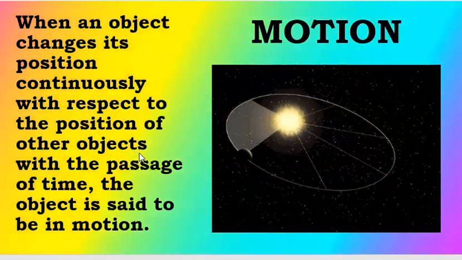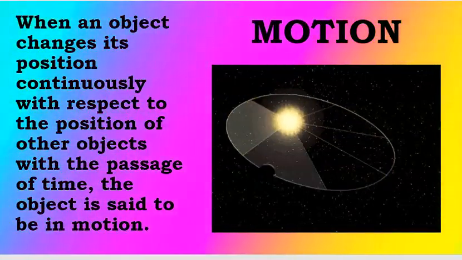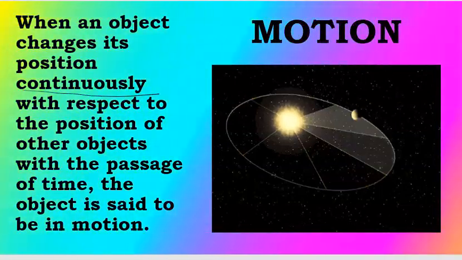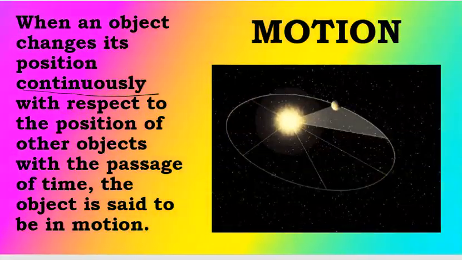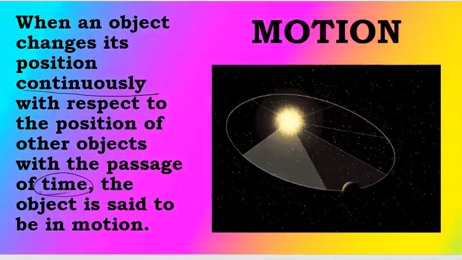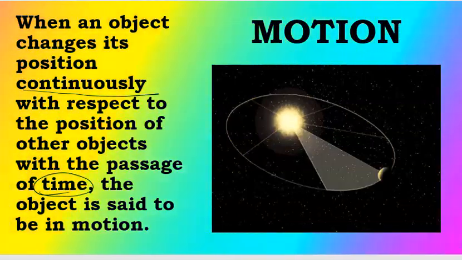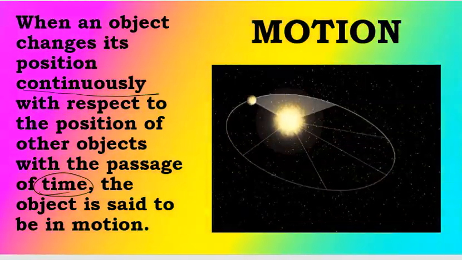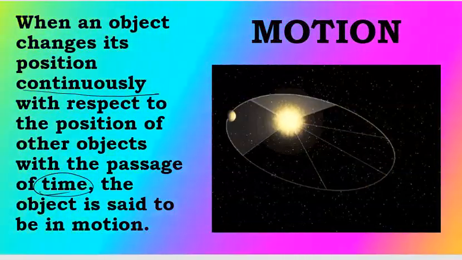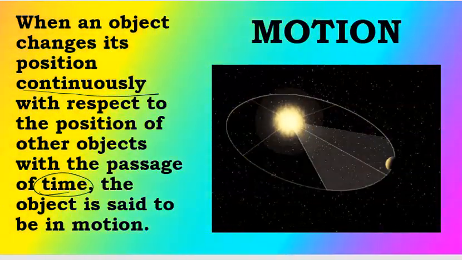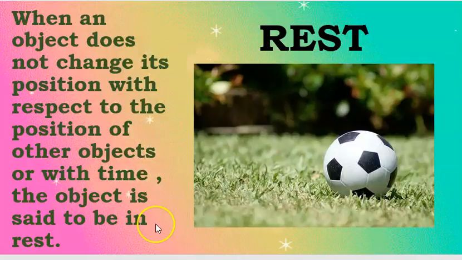So what is motion? When an object changes its position continuously with respect to the position of other objects and with the passage of time. So here we are comparing the movement of the object not only with respect to the other objects but also with respect to time. Then the object is said to be in motion.